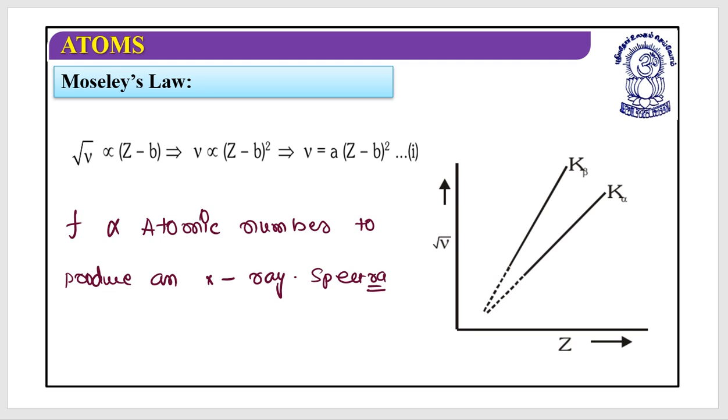So he said that root of frequency is directly proportional to Z minus b, where b is a constant. If I square it, frequency is directly proportional to (Z minus b) whole square. And from this, if I remove the proportionality symbol, f is equal to a into (Z minus b) whole square. Again, a is a constant.